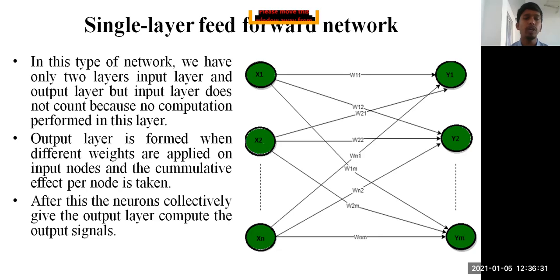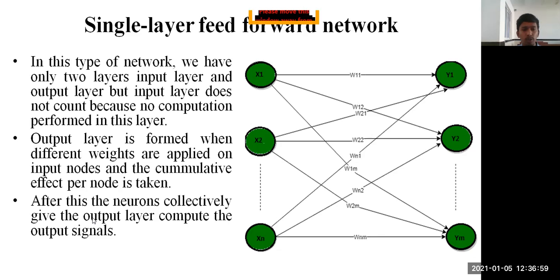So in this type of network, we have only two layers, input layer and output layer, but the input layer does not count because no computation is performed in this layer. So the output layer is formed when different weights are applied on the input nodes. So here you can see x1 has weights called w11, w12 with respect to y1, y2. Likewise, they are adding some weights with respect to every input. So the output layer is only formed whenever you are adding some weights to the input layer.